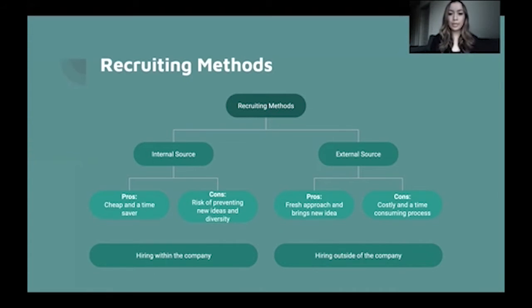So here we have the two types of methods in recruiting. There's internal sourcing, which is hiring from within the company, and there's external sourcing where it's hiring outside the company, which can be something like media advertisement and employment agencies. So the pros of recruiting internally is that it's extremely cheap and a time saver compared to externally, where it's more costly and a time-consuming process. The pros of recruiting externally is that you can get a fresh approach and it brings in new ideas that can benefit the company. The concept of doing it internally is that because it's not bringing in a fresh approach, there's a risk of preventing new ideas and diversity.